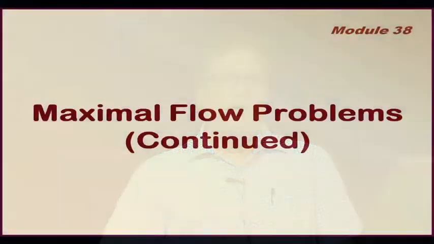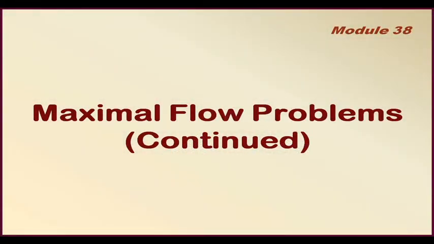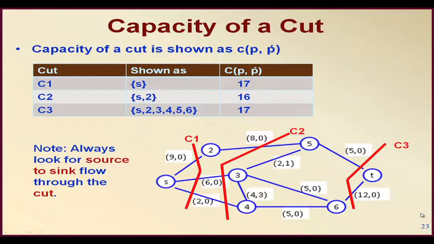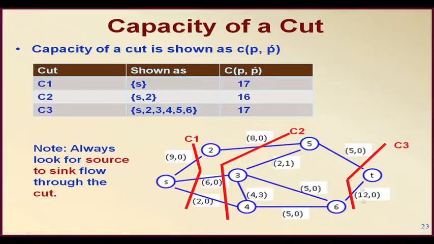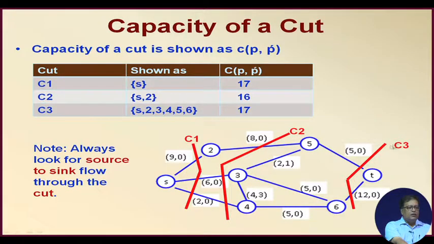Right. So, in the previous class we did the maximal flow problems, one side of this, that is the capacity of a cut. Very quickly, a review: a cut is a cut set which separates the source from the sink. In this particular example, C1 is a cut, C2 is also a cut, C3 is a cut, but anything that does not separate the source from the sink is not a cut. And we have also understood the concept of the capacity of a cut.